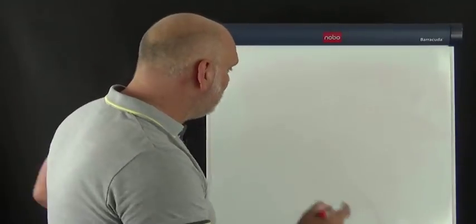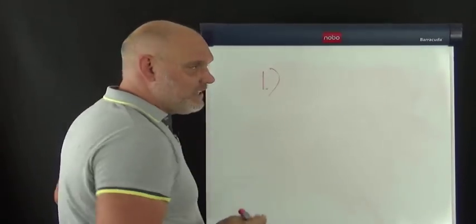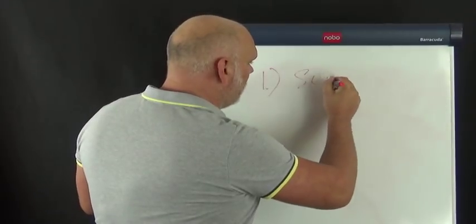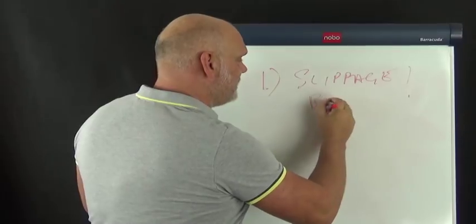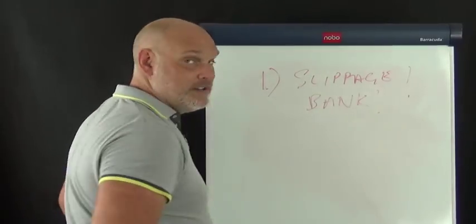But before we do that, we're going to do a quick recap of the previous video, just to jog your memory, or if you're new to the video then you'll understand what we're talking about. The first thing we were discussing was slippage and why that's a big problem, a big nemesis if you like, for the banking industry.